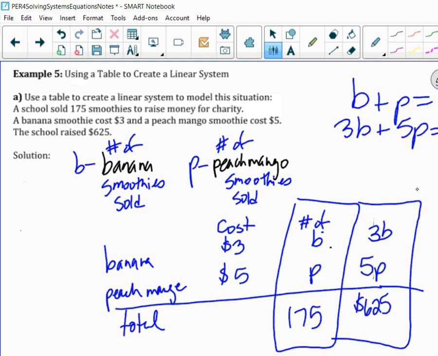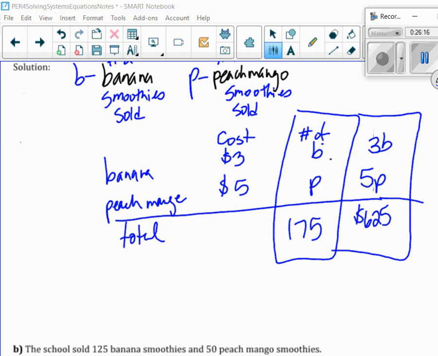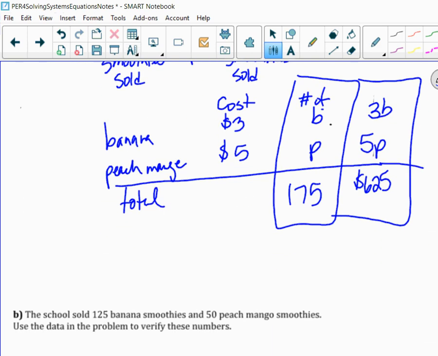Okay, so then it says that the school sold 125 banana smoothies and 50 peach smoothies. Use the data in the problem to verify these numbers. So I'm going to give you a second to verify, or did you already verify it? Okay, I'll give you a second to verify it. So what are we going to do? We're going to plug it into both of those equations up there, yes? Did we verify? So B, I'm just going to rewrite this over here. B plus P equals 175, and 3B plus 5P equals 625. So we're going to verify this.